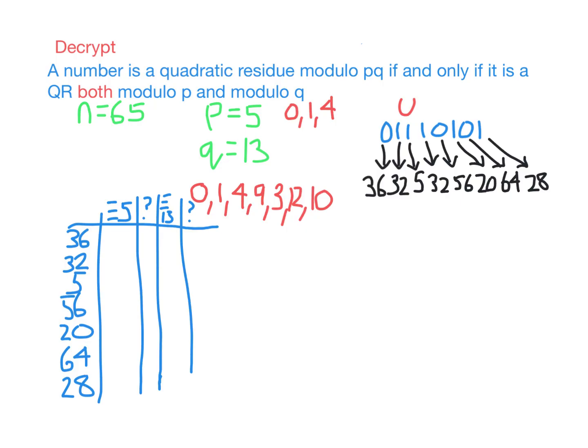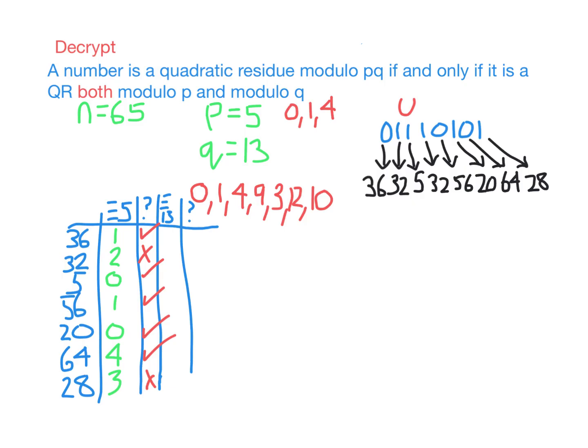So I've set up here a table. What we're going to do is reduce each of these numbers from the ciphertext modulo 5. So this will be 1, 2, 0, 1, 0, 4, and 3. Okay, now we can just check which of these is on the list. Well, 1 is a quadratic residue modulo 5, 2 is not, 0, 1 always are modulo anything, 4 is, 3 is not. Let's go and do the same for 13.